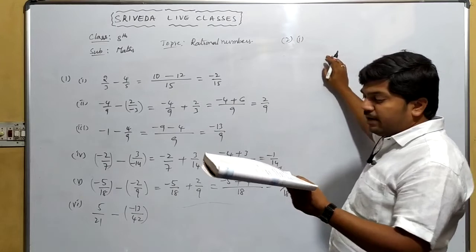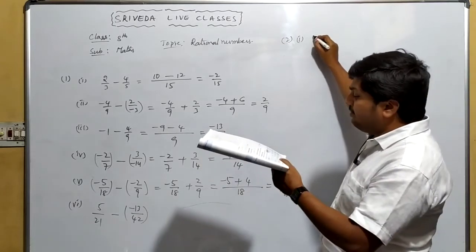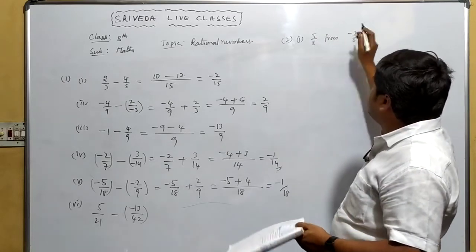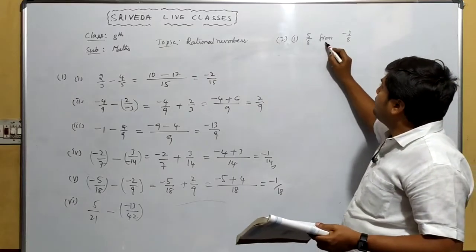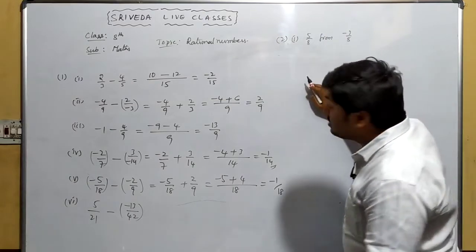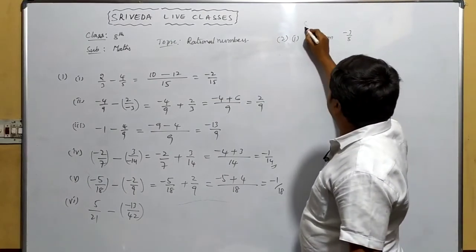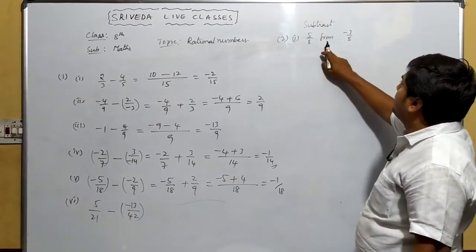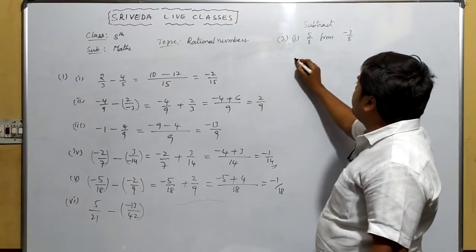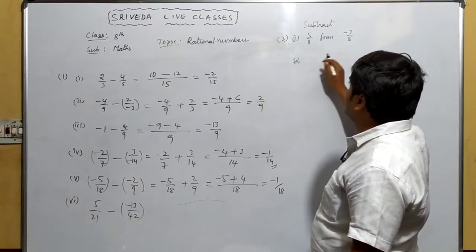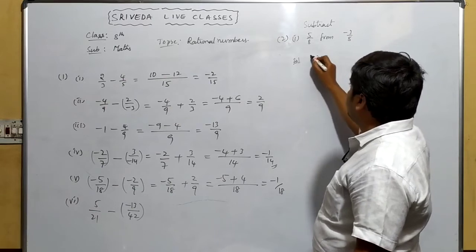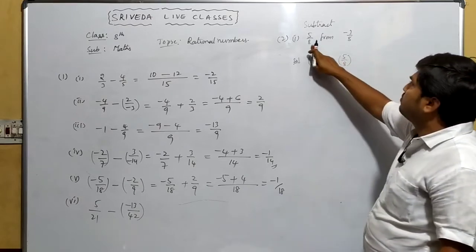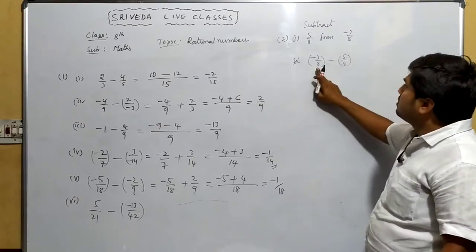Now second main, subtract. First one, subtract 5 by 8 from minus 3 by 8. We need to write the second one as the first one. Minus 3 by 8, minus this 5 by 8. We need to subtract this one from this number. So write it first.